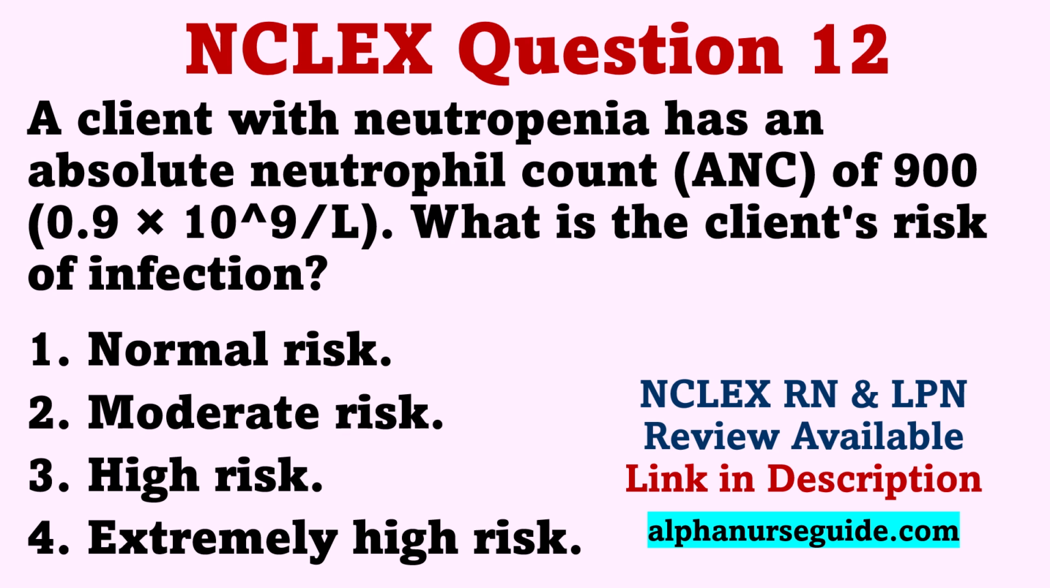The correct answer is 2. A client is at moderate risk when the ANC is less than 1,000. The ANC decreases proportionate to the increased risk for infection. Normal risk for infection is when the ANC is 1,500 or greater. High risk for infection is when the ANC is less than 500. An ANC of 100 or less is life-threatening.